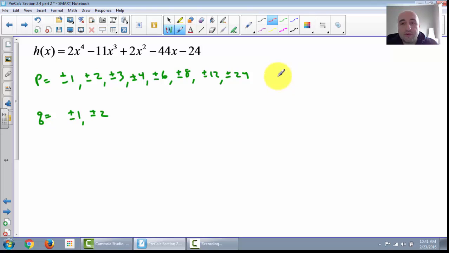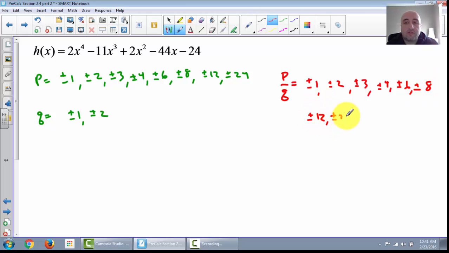Now what we need to do is we need to do all of our p's divided by our q's. So 1 divided by 1 is 1. 2 divided by 1 is 2. 3 divided by 1 is 3. 4 divided by 1, 6 divided by 1, 8 divided by 1. All of these numbers are going to be included. So ±4, ±6, ±8, ±12, ±24.